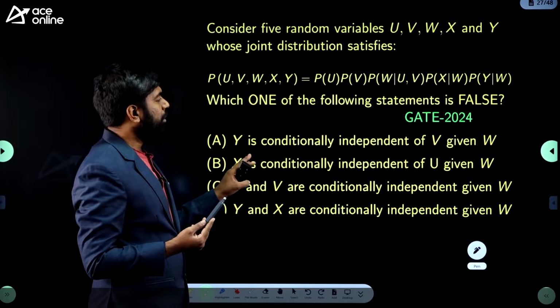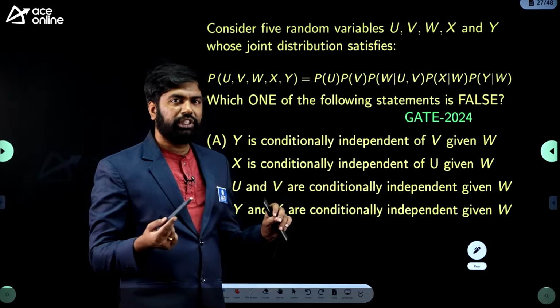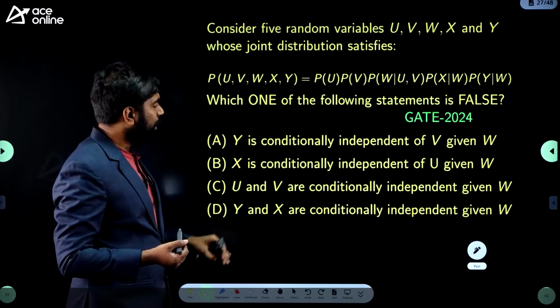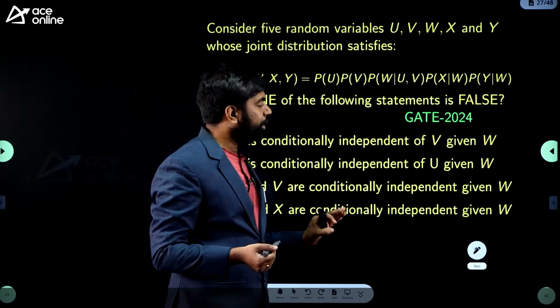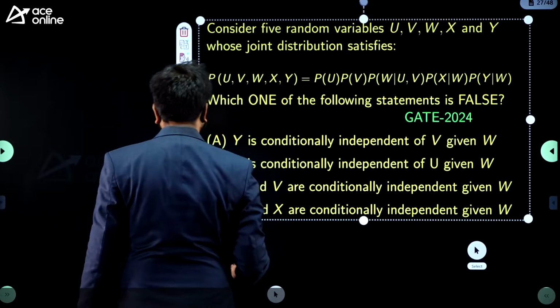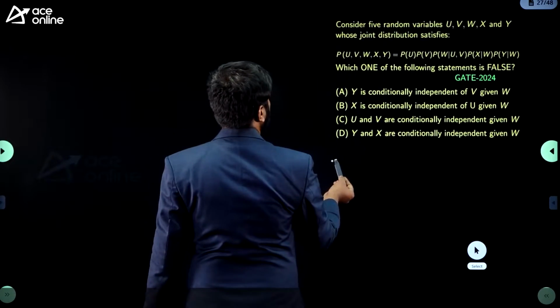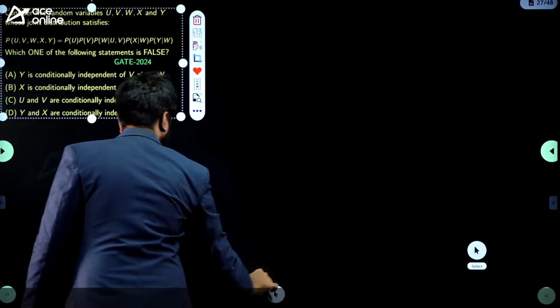Y is conditionally independent of V given W. X is conditionally independent of U given W. U and V are conditionally independent given W. Y and X are conditionally independent given W. So how do you solve this? You need certain basics to solve this question. So let us try to see what are those basics.